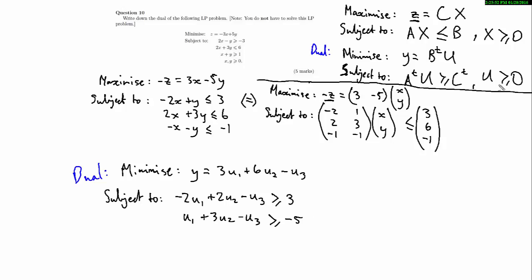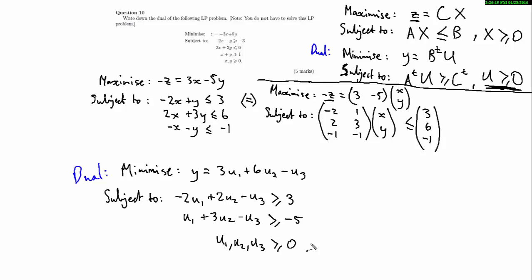Alright, and one final thing, and one very important thing if you want to get full marks for this question, is to make sure that you include this last piece of information here, given in the definition of the dual, and that is that U1, U2, and U3 are all greater than or equal to 0. Okay, so that's it for writing out the dual.